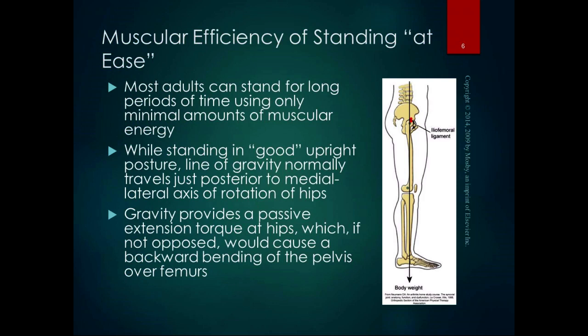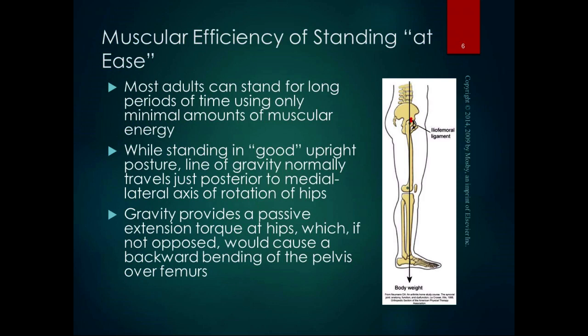So there's a little blurb in the book about the muscular efficiency of standing at ease. And when they say at ease, it means that if you stand in good upright posture, most adults can stand for a long time using minimal amounts of muscular energy. When you're standing in good upright posture, the line of gravity normally travels to just posterior to the medial lateral axis of rotation of the hip. And we can kind of use the greater trochanter as a landmark for that.